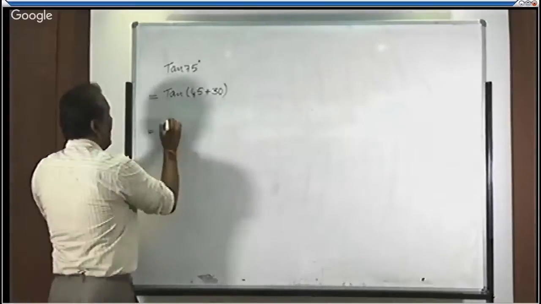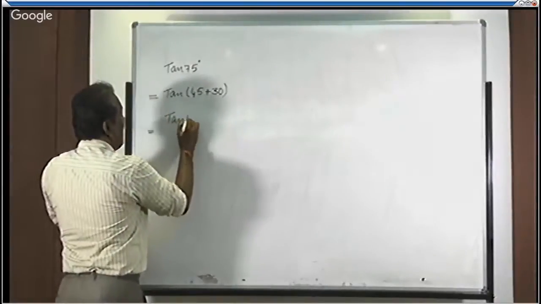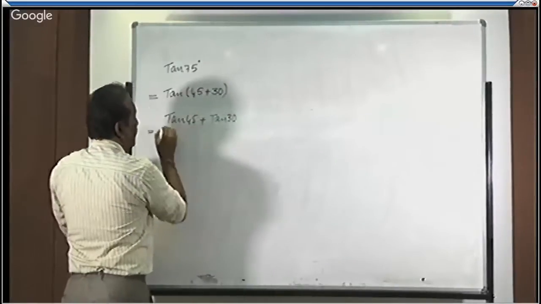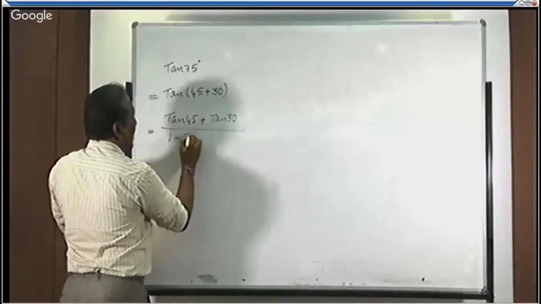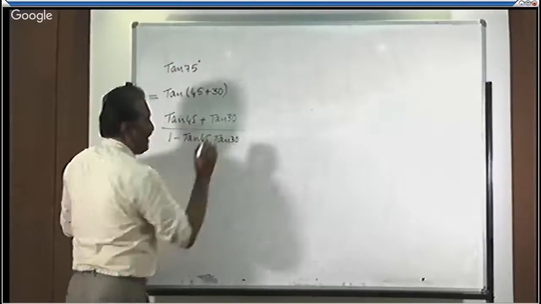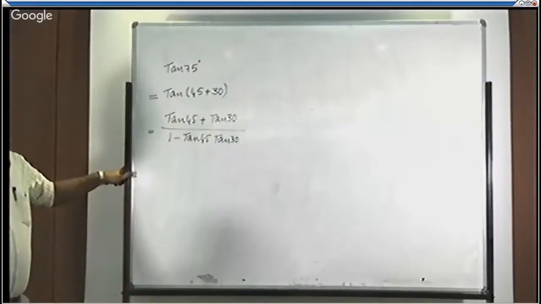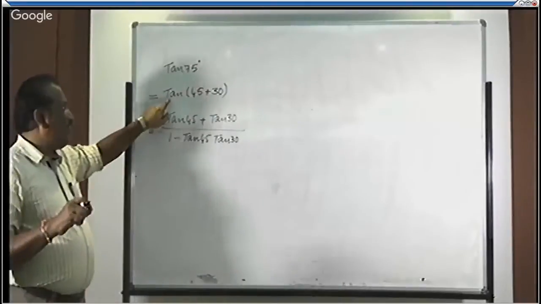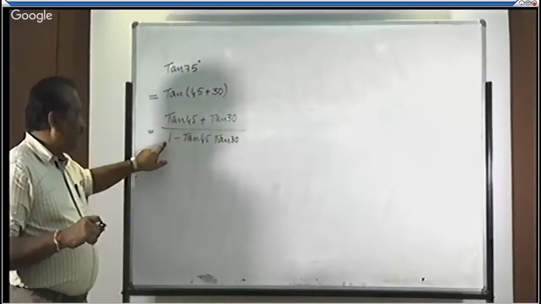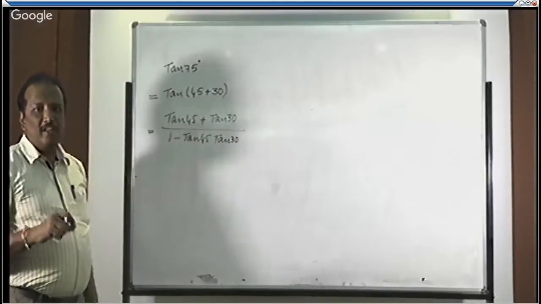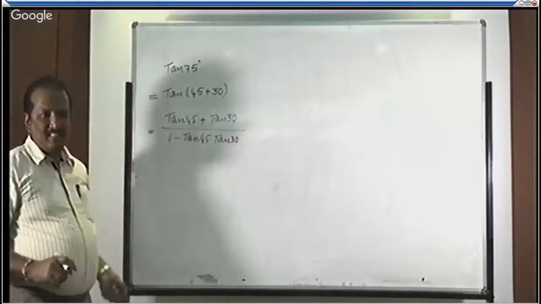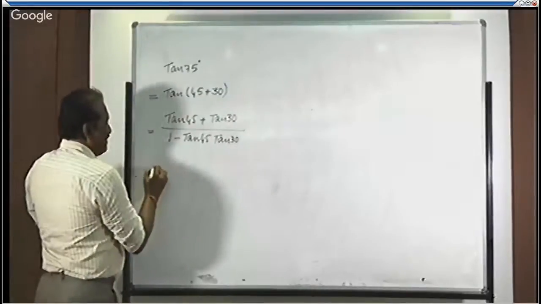We know that tan of A plus B is tan A plus tan B whole divided by 1 minus tan A tan B. Is it correct? Just to recall the addition formula for tangent: tan of A plus B is equal to tan A plus tan B whole divided by 1 minus tan A tan B. So here, in the place of A there is 45 degree, in the place of B there is 30 degree. Now write down the numericals for these standard angles.